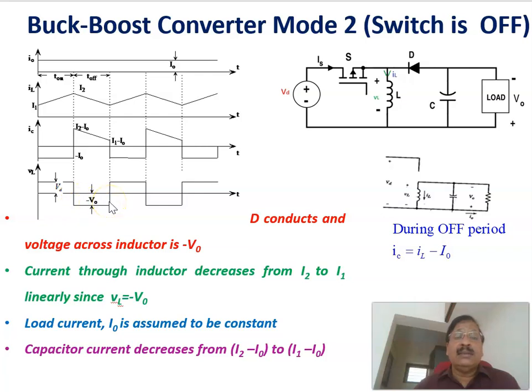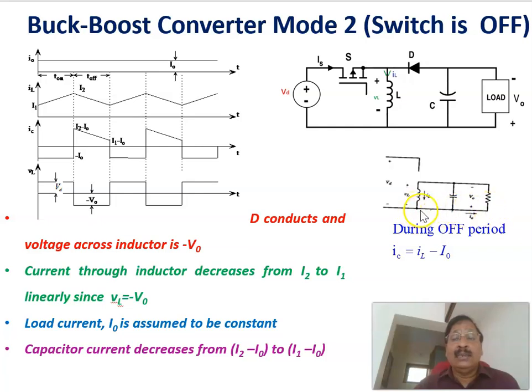or VL equal to minus V0, or the voltage across the inductor equal to minus V0. Therefore, since the voltage across the inductor is equal to minus V0, the current through the inductor has a negative slope, from VL equal to L diL/dt. Since VL is negative, diL/dt is negative, and the current has a negative slope, changing from I2 to I1. And here, since we are assuming a constant load current I0, the current through the capacitor is given by whatever this current is minus this one.